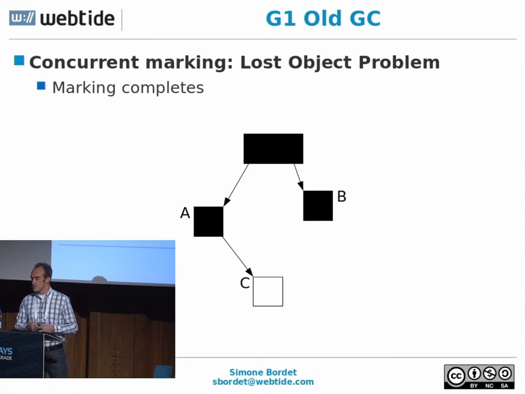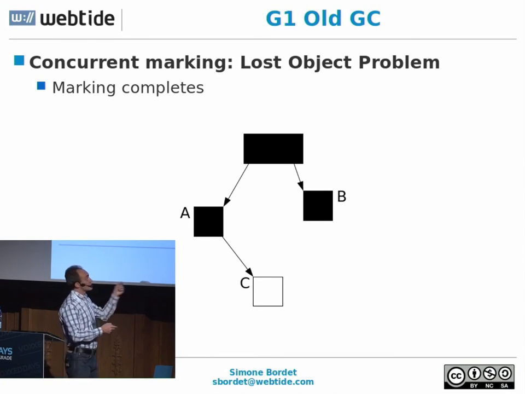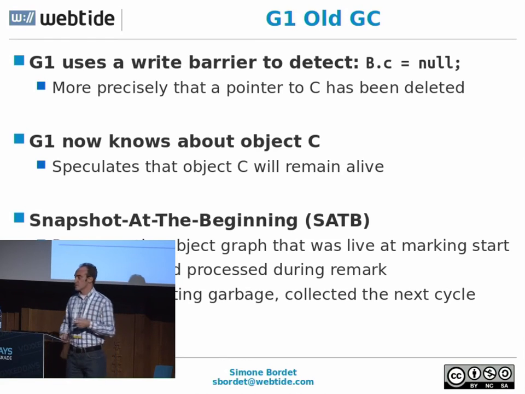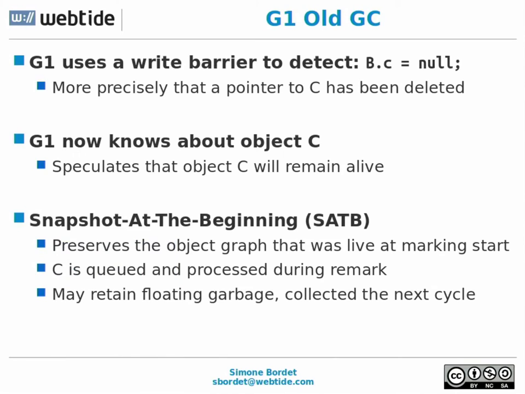So that's not good. So what is it that G1 does to prevent this? It uses an algorithm called snapshot at the beginning. Again, this was a term that you go around online resources and they always say snapshot at the beginning, but there's actually no explanation of what's going on. How does it work? Is it important? Do I have to know it in order to understand G1 or not?